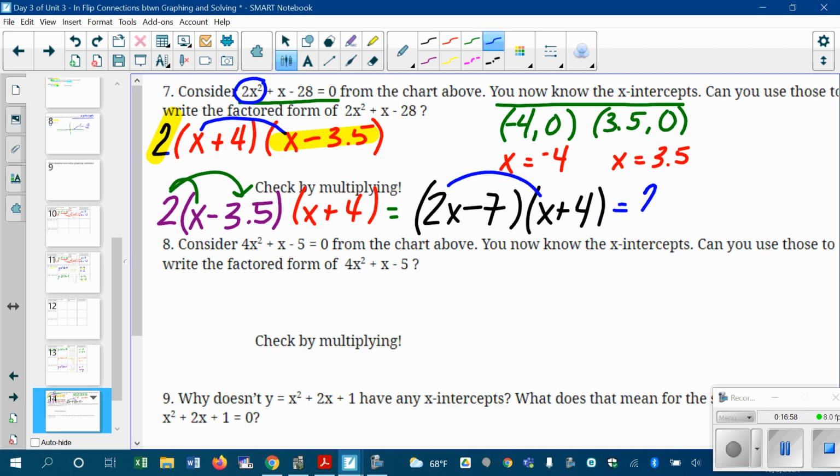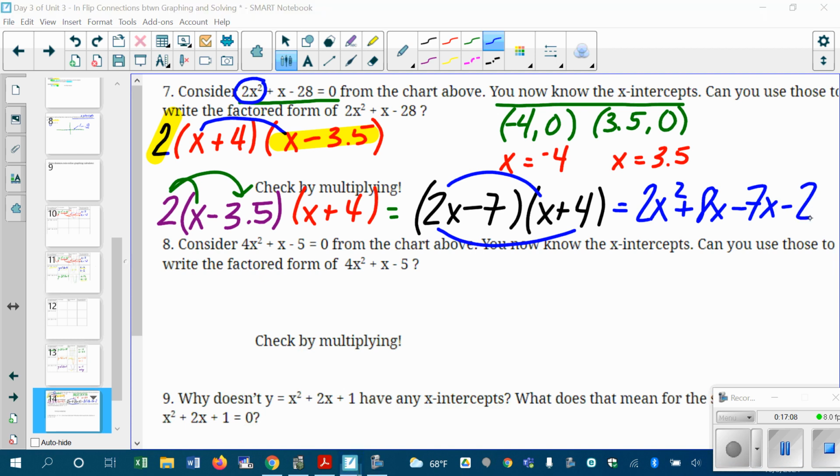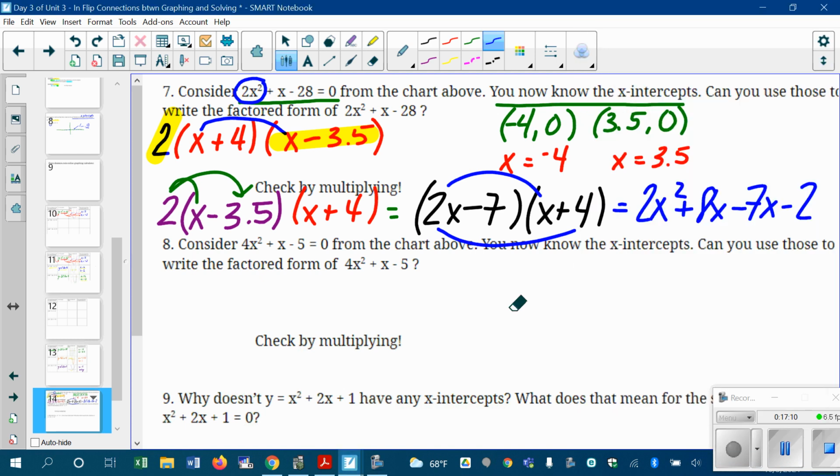So this would be 2x squared, and then outer would be 8x, inner would be minus 7x, and last would be negative 28. Ooh. Trying to squeak that 8 in. Okay, and then if I combine like terms, do I get what I had at the beginning? Is this factored right now? Yeah, these two together would make that plus x in the middle.